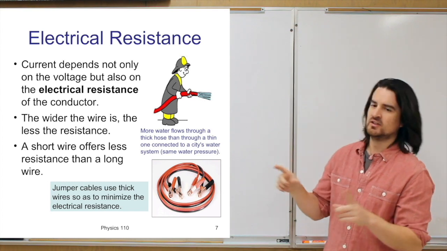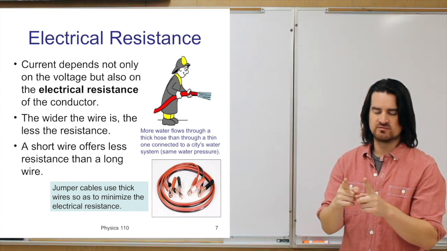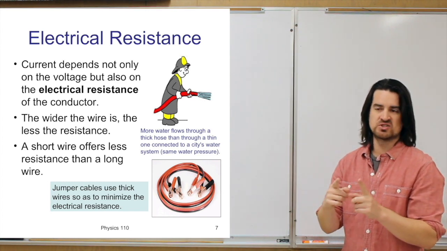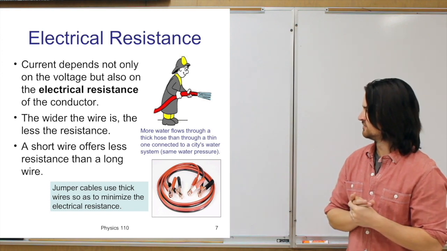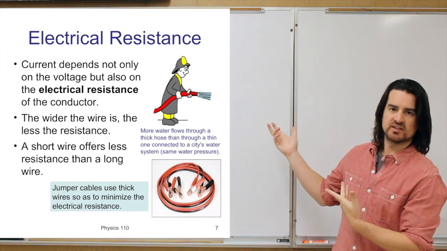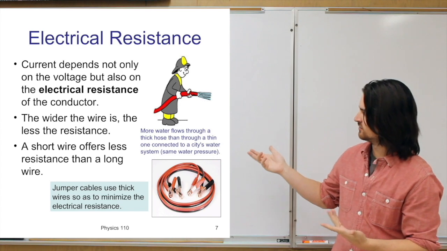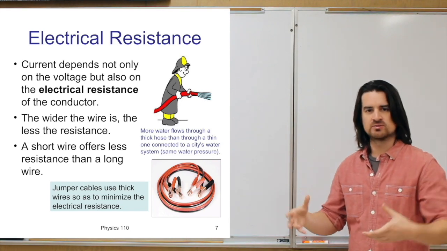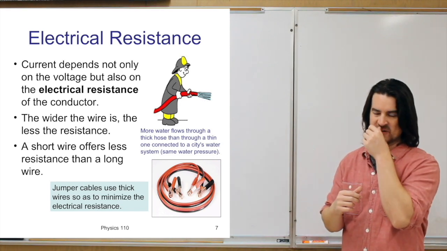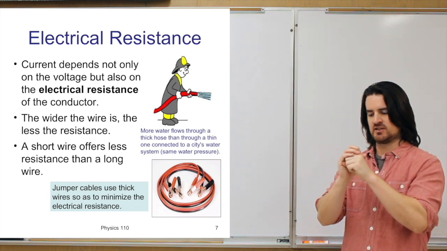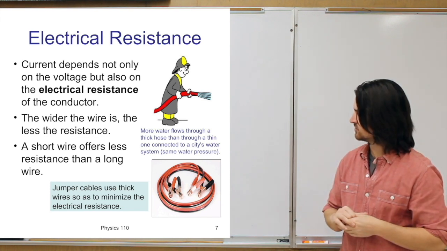And also a shorter section of wire is going to present less resistance than a longer section of wire. And you can think about this in the hose analogy: if you have a fat hose, it's much easier to push more water through it than if it was a very tight, small hose.